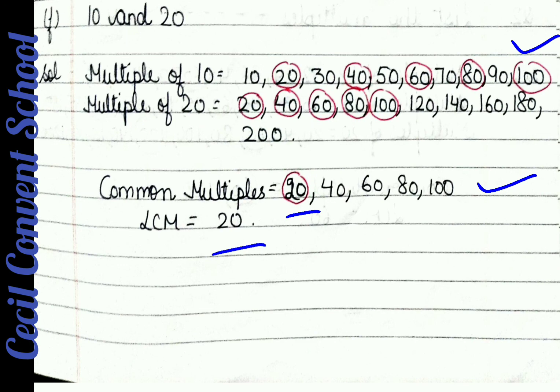Then you understand how to find a common multiple. If any multiple is present in both multiples, what do you do? Write it down in common multiples. Then from the common multiples you find out which one is the lowest common multiple. You write LCM, because LCM means least common multiple, or you can say the lowest common multiple.